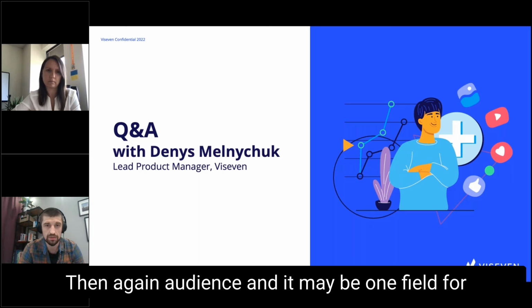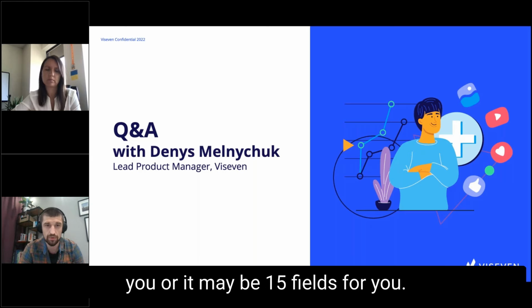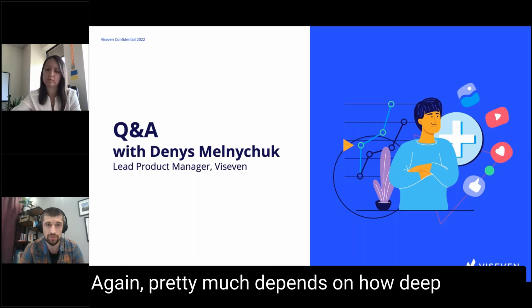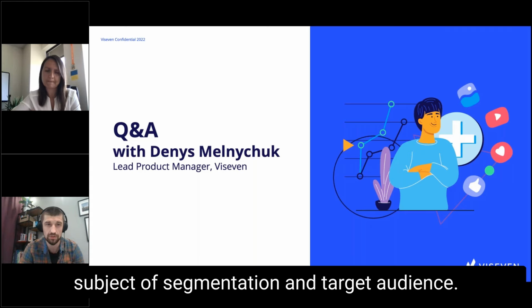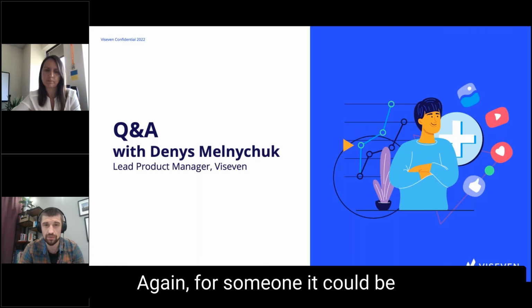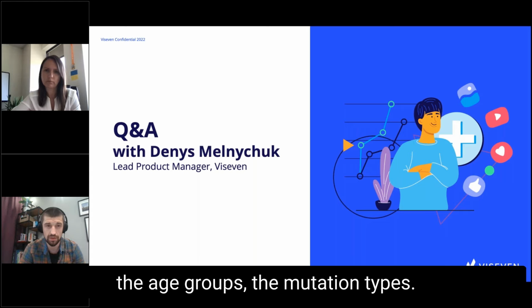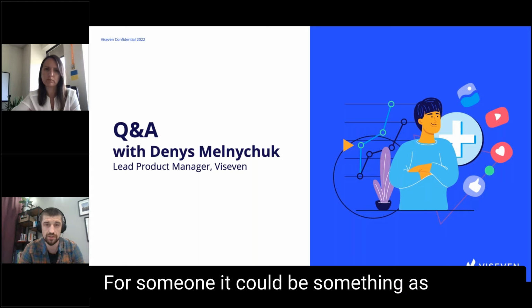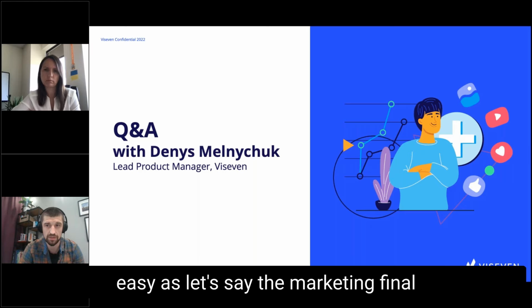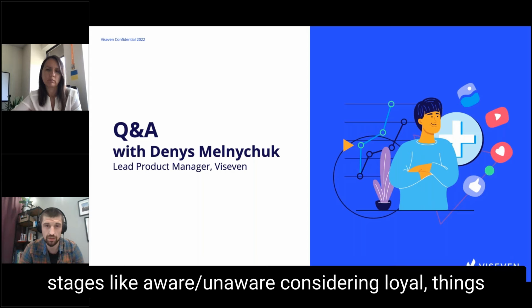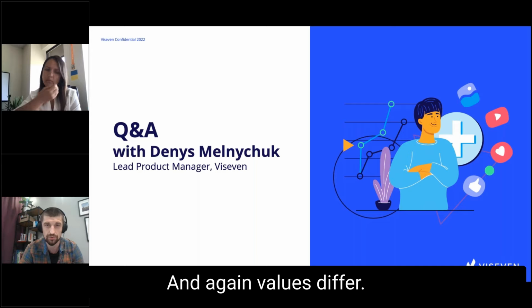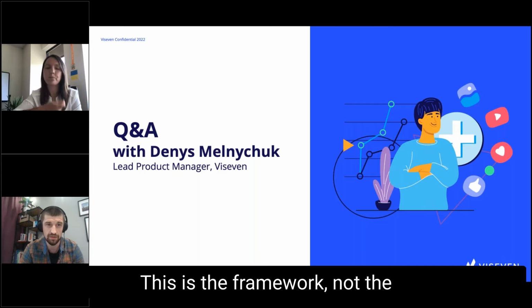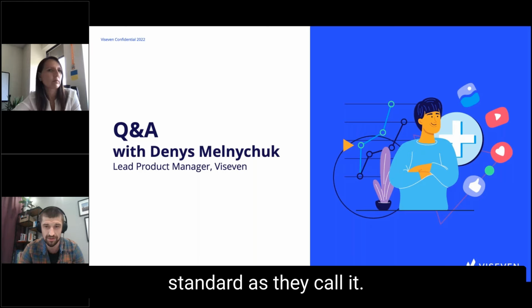Then again, audience, and it may be one field for you, or it may be 15 fields for you. Again, pretty much depends on how deep you'd like to be involved with the subject of segmentation and target audience. For someone, it could be the age groups, the mutation types. For someone, it could be something as easy as, let's say, the marketing funnel stages, like aware, unaware, considering, loyal, things like that. Pretty much depends on the organization. And again, values differ. The approach is the same. This is the framework, not the standard as they call it.